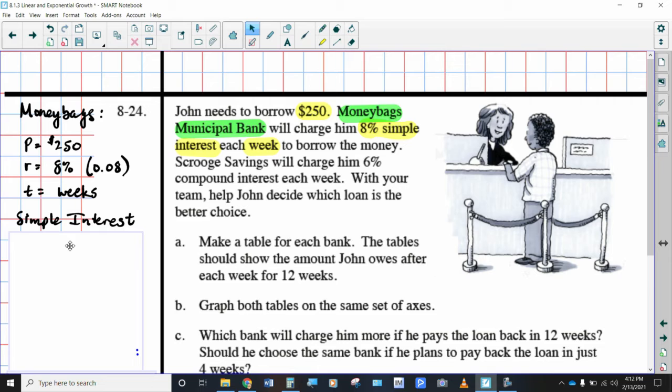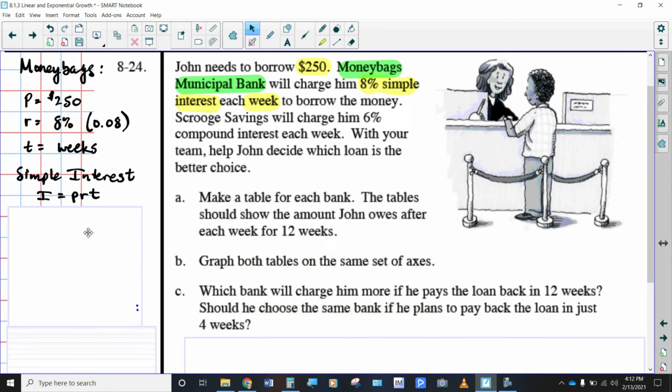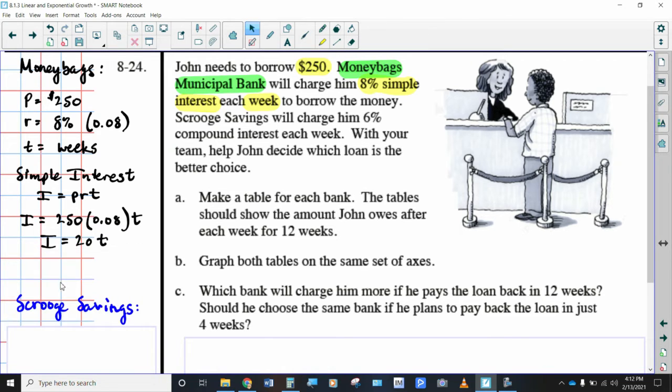So if we're going to calculate the simple interest for this situation, we're going to use the formula I equals PRT. And that would be taking $250 times the 8% to give us an amount of $20 per week, which is the amount of money that he would owe in simple interest to Moneybags Municipal.